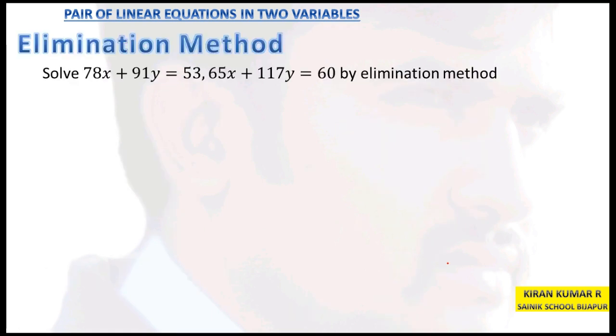Let us now take up a question and solve that particular question by another method, the second method, the method of elimination. The word eliminate means you have to remove that particular term. Here we have got the equations 78x plus 91y equals 39 and 65x plus 117y equals 52. To solve by elimination method, let me write these equations and name them as equation 1 and equation 2.